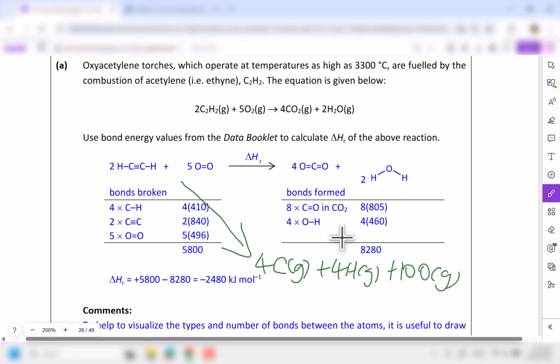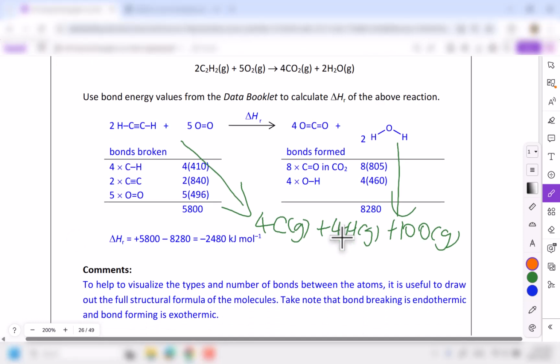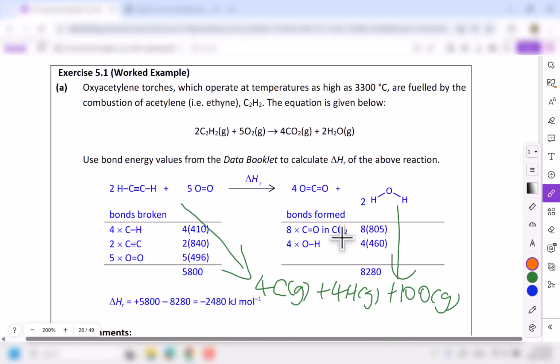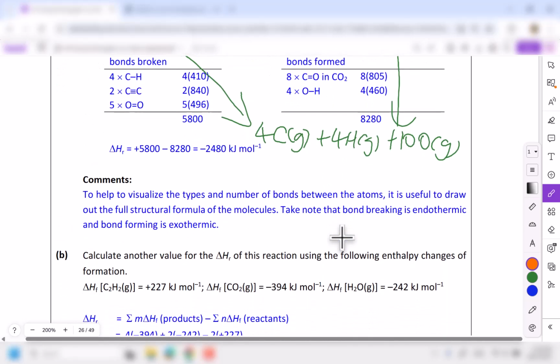Normally I like to draw it like this, and then I will also arrow down. That is why when you perform the calculation, you end up with the summation of this value minus this, because I'm going opposite the direction of the flow of the arrows. So you get 5,800 minus 8,280, which gives negative 2,480 kilojoules per mole. That's a lot of heat released, and that's why you can see that the temperature can go as high as 3,300 degrees Celsius.